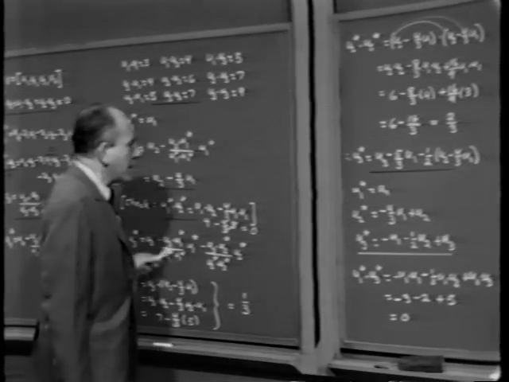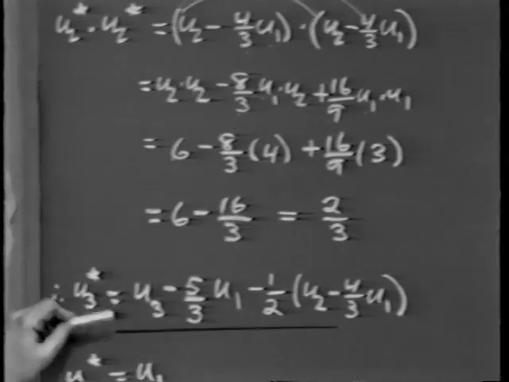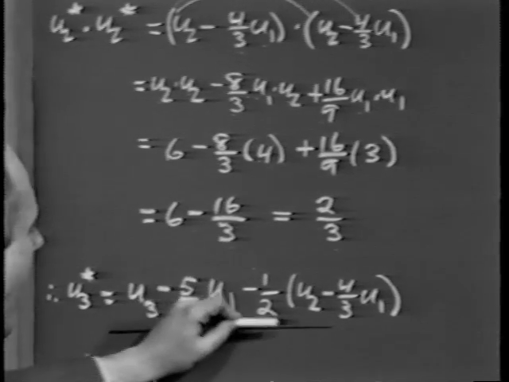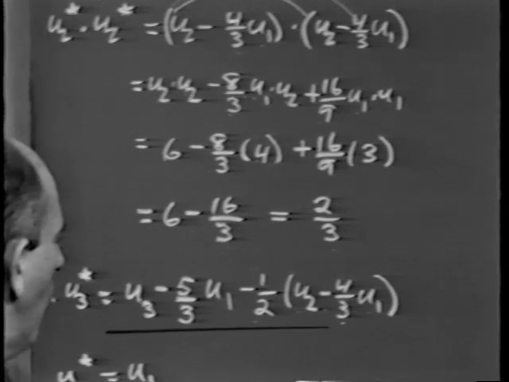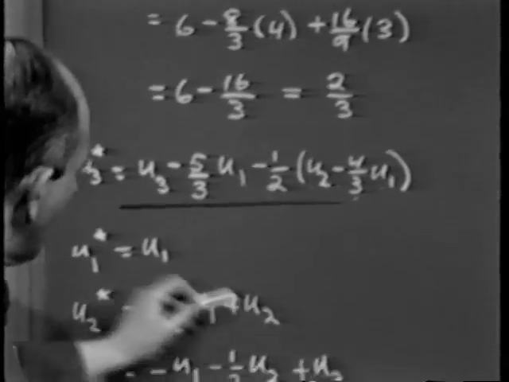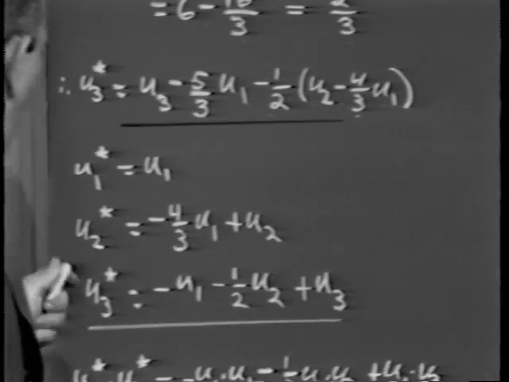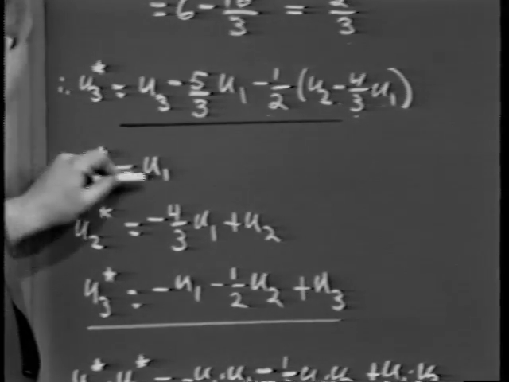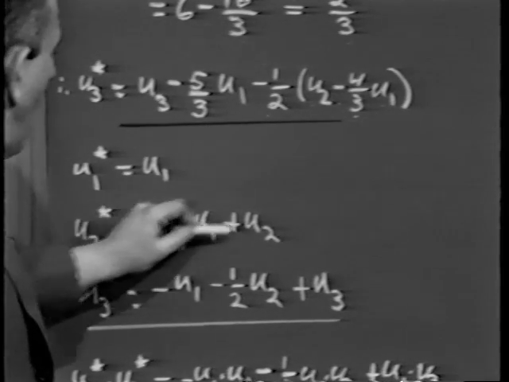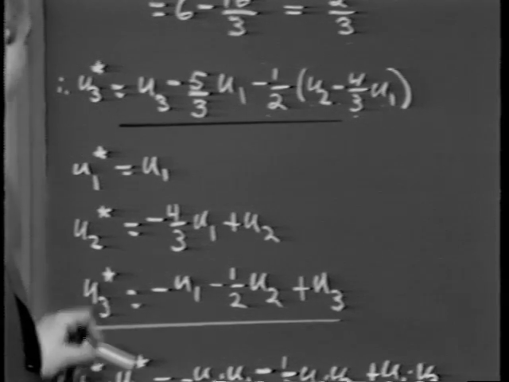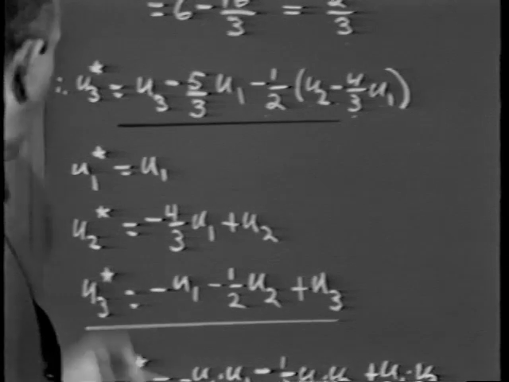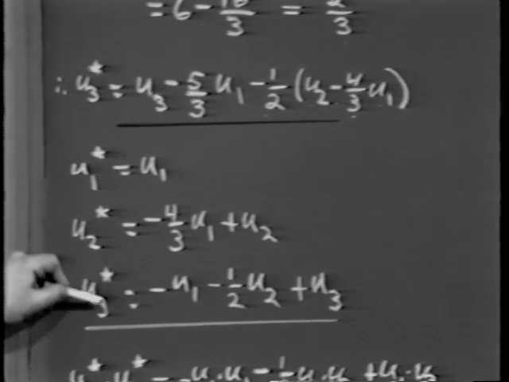In other words, substituting into here, I get that u3* is u3 minus 5/3 u1 minus 1/2 (u2 minus 4/3 u1), and retabulating my results to write them in the usual order of u1, u2, and u3 components. Notice that u1* is u1, u2* is minus 4/3 u1 plus u2, u3* is minus u1 minus 1/2 u2 plus u3. Now, what property does this set of vectors have?